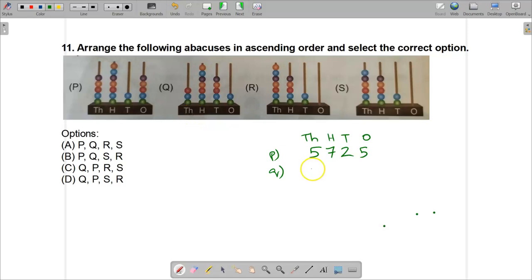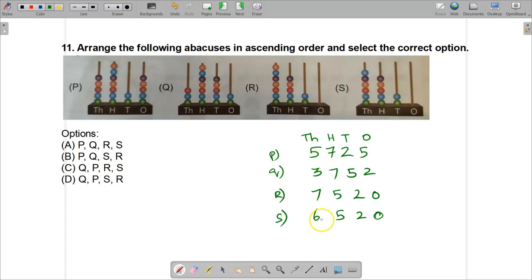In thousands it is 3, hundreds again 7, tens it is 5 and ones position it is 2. Then R option: thousands again 7, hundreds 5, tens position 2, ones position nothing, so it is 0. Then S: thousands it is 6, hundreds 5, tens 2, ones 0. So these are all the values we have observed.